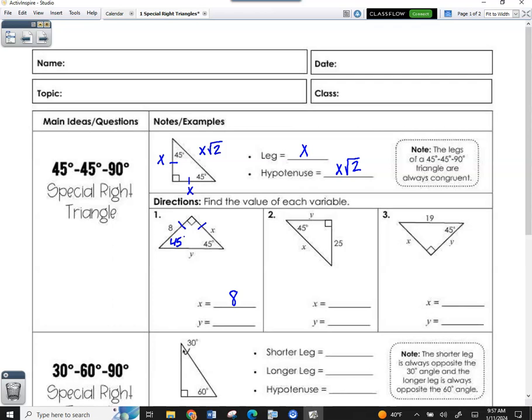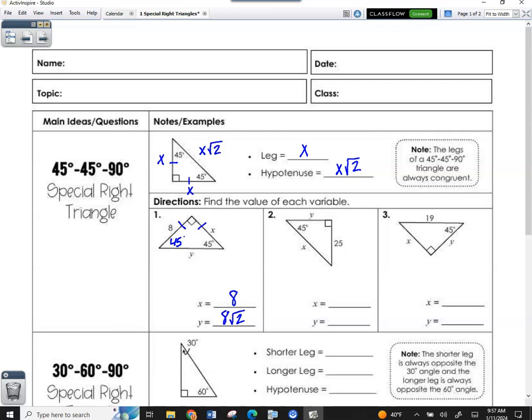And the formula for the hypotenuse is leg times root 2. So the hypotenuse will be leg times root 2. We don't want decimals here. We want radicals, which is another really big trend in this class. You're going to see root 2, root 3 a lot, and you need to get comfortable with it.